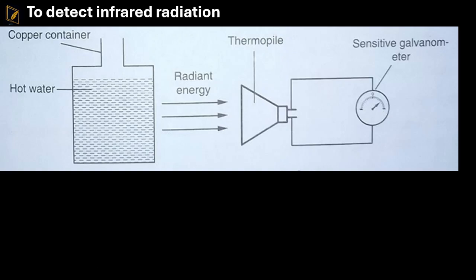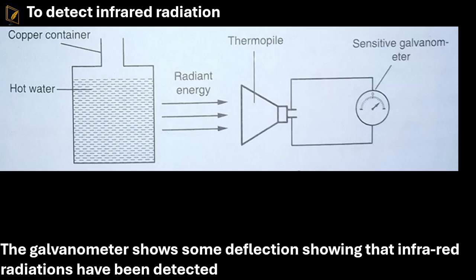So there's a recording on the galvanometer. The meaning is that there is some type of radiation being emitted. So what type of radiation is being emitted? We have the infrared radiations, as they are emitted from hot objects. So the galvanometer shows some deflections, showing that infrared radiations have been detected from the hot objects.